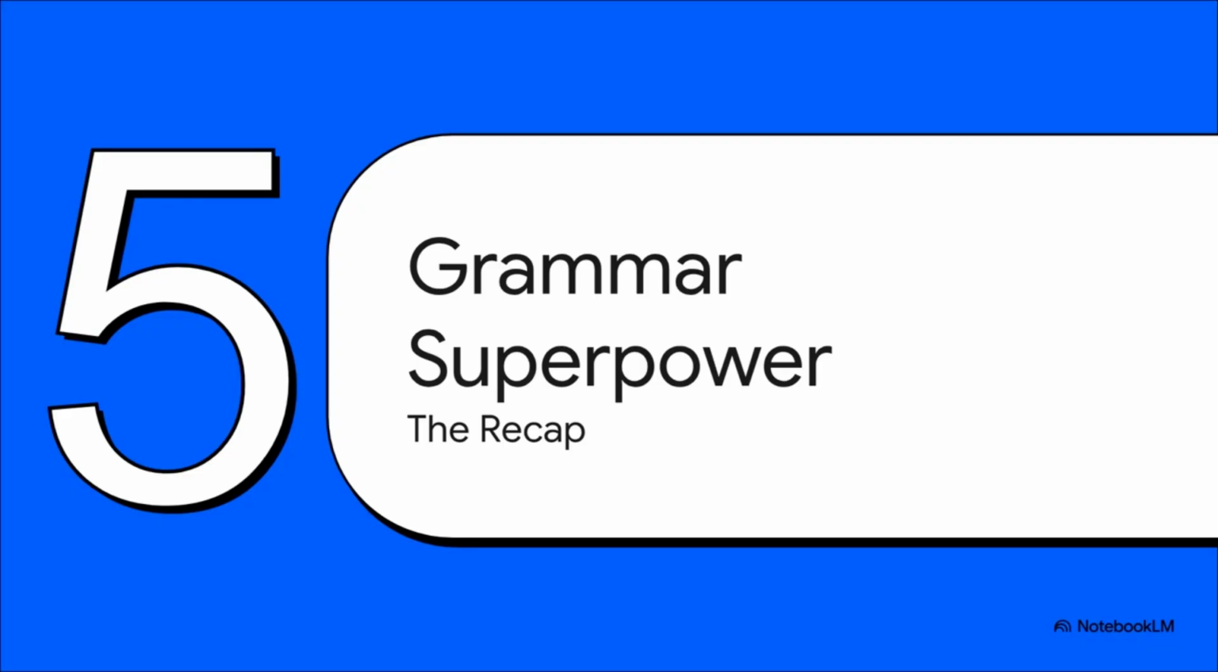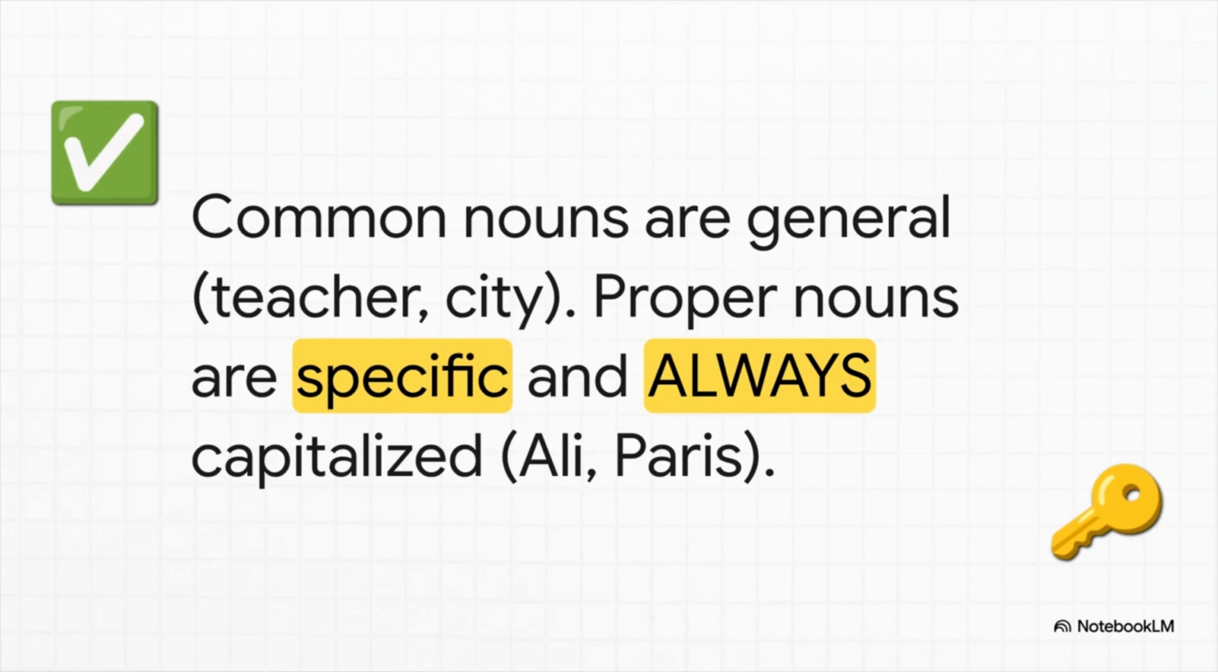So let's do a quick recap of your new grammar superpower, because this isn't just some boring rule, it's something you can literally use every single time you write. Okay, so if you remember just one thing, make it this. General equals common, and that means lowercase. So words like teacher or city. Specific equals proper, and that means it always gets a capital letter, like Ali or Paris. That's it. That's the whole secret right there.